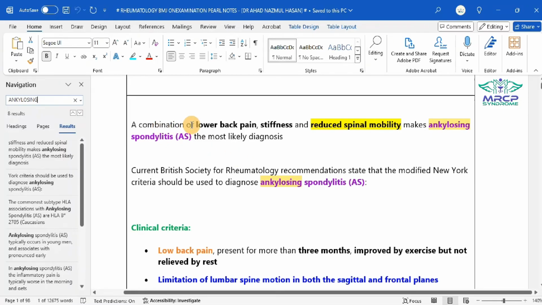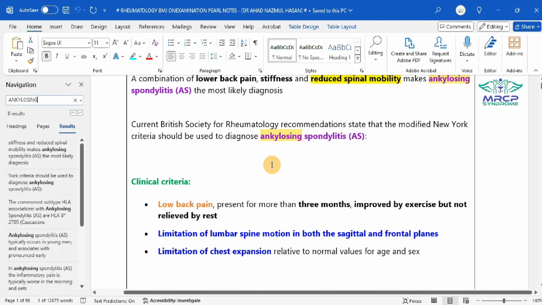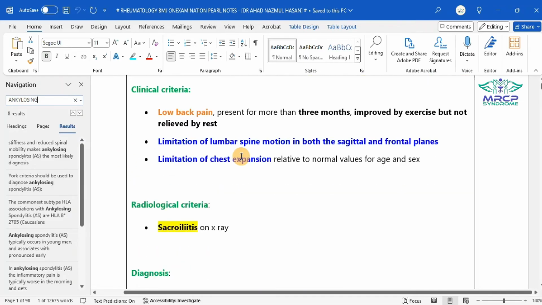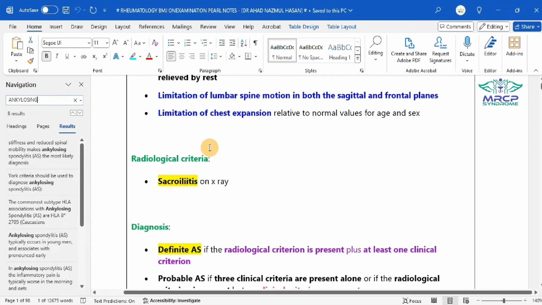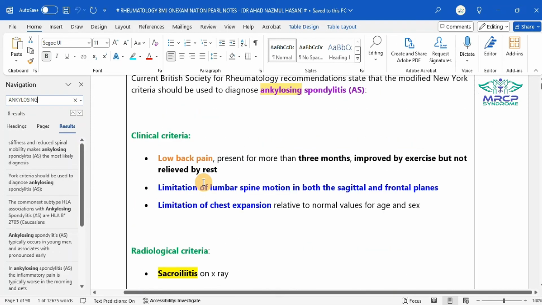So a combination of lower back pain, stiffness, and reduced spinal mobility makes ankylosing spondylitis the most likely diagnosis. Based on the British Society for Rheumatology guideline, the modified New York criteria should be used to diagnose ankylosing spondylitis. So we have the clinical criteria, and we have the radiological criteria.